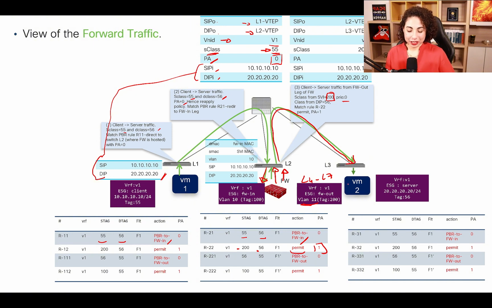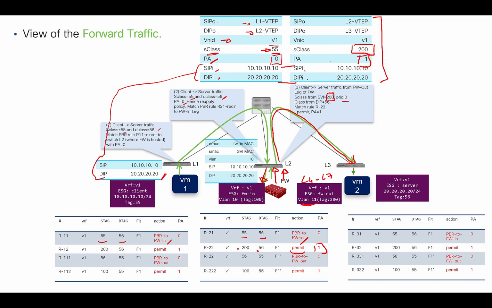Because we know, obviously, where VM2 is located, we know that it is behind leaf3. We are going to recreate the proper encapsulation. The inner source and destination IP addresses never change. The policy applied attribute this time is 1. The class is 200, so the one of the firewall out interface. Okay. And we have the L2VPN, and the source and destination of the outer IP header being the VTEP IP addresses of leaf2 as a source and leaf3 as a destination.